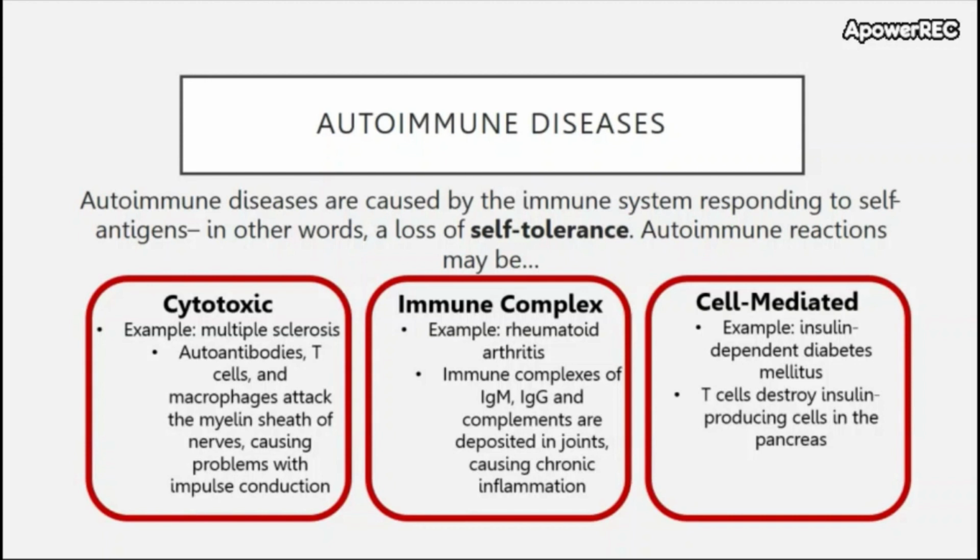And lastly, cell-mediated. And again, we have T cells doing their little thing here. An example is insulin-dependent diabetes mellitus. So we have T cells that actually destroy the insulin-producing cells in the pancreas. So T cells have to be trained properly in order not to attack self-antigens. Most are not well trained. Some have to be destroyed by T regulatory cells, but sometimes things go wrong and autoimmune diseases result.